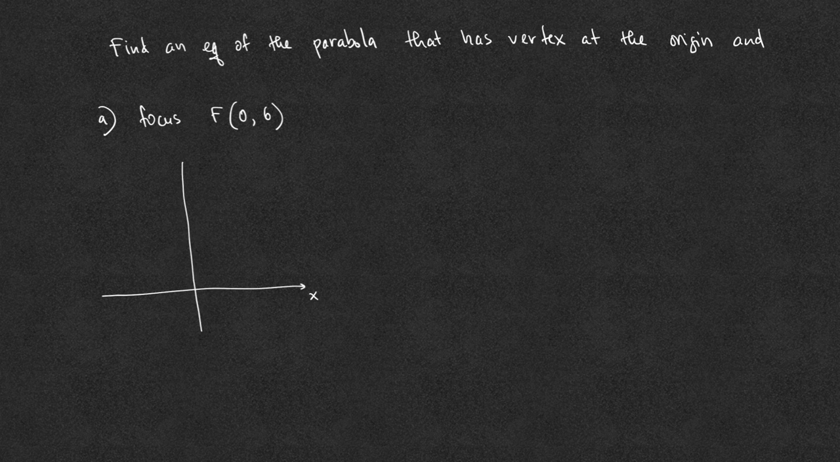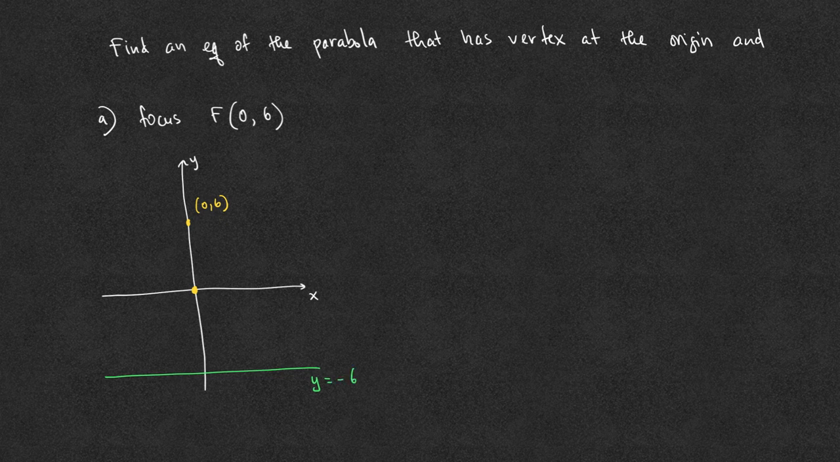One of the conditions is that the vertex has to be at the origin, or at the point (0, 0). The focus is at the point (0, 6), so this is above the vertex. Since the distance from the vertex to the focus is the same as the distance from the vertex to the directrix, the directrix has to be the line y equals -6.